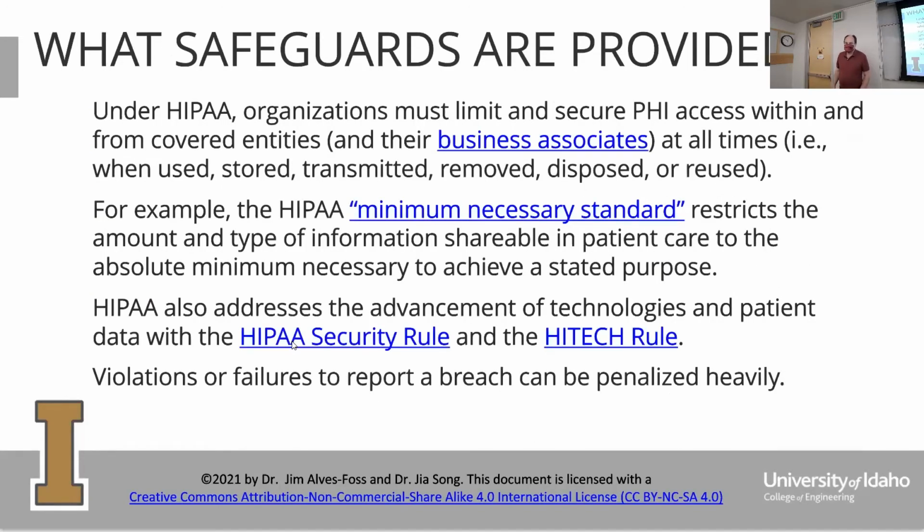Okay. What safeguards are now provided? Under HIPAA, organizations must limit and secure PHI access within and from covered entities and their business associates at all times. HIPAA has a standard called the minimum necessary standard, which restricts the amount and type of information shareable in patient care to the absolute minimum necessary to achieve a stated purpose. They let the doctor's offices and all deal with exactly what that is. They require, like the HIPAA security rule talks about what needs to be protected. The HITECH rule talks about the technology.